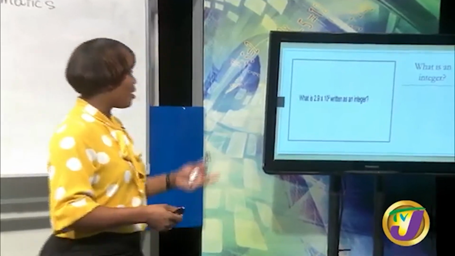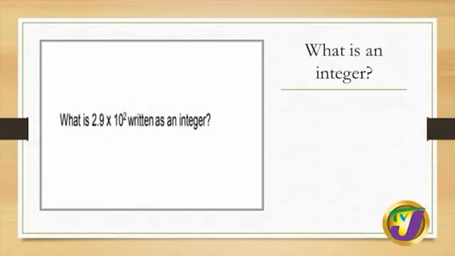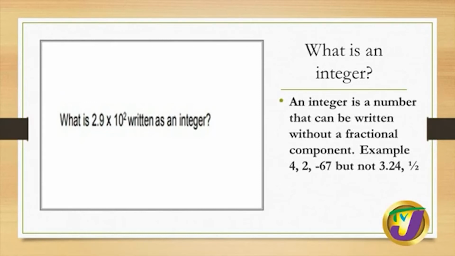Let us continue looking at some more questions. So this one says, what is 2.9 multiplied by 10 squared, written as an integer? So the first question I'm asking is, what is an integer? Do you remember? All right, let's see. An integer is a number that can be written without a fractional component. So I'm giving you some examples of integers. You have both positive and negative integers. 4, 2, negative 67, those are all examples of integers. But 3.24, a half, 2 and a half, those are not examples of integers.